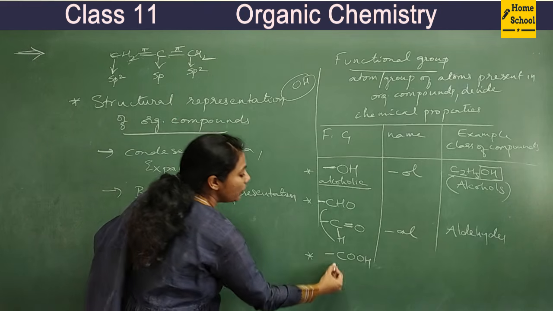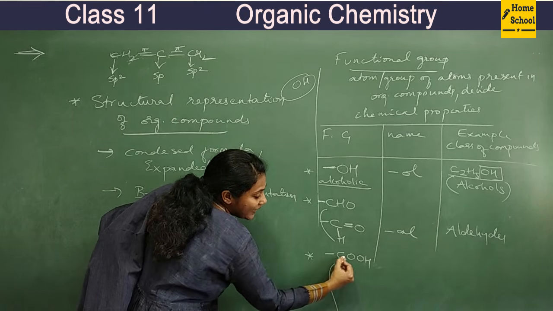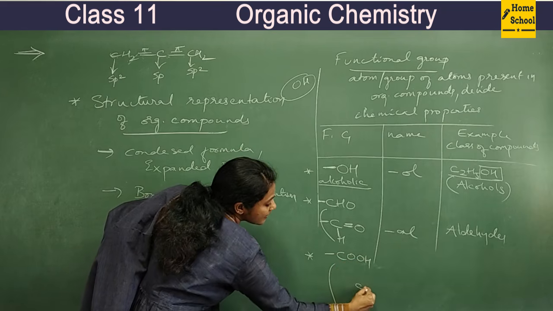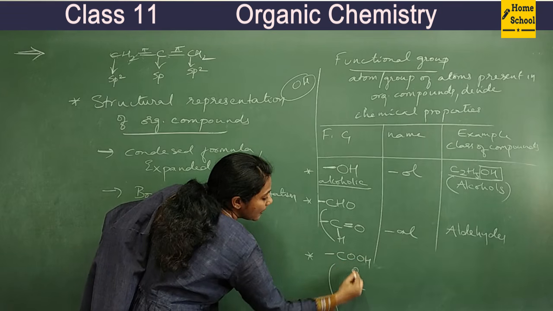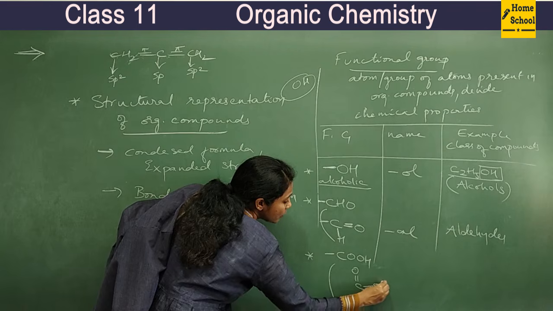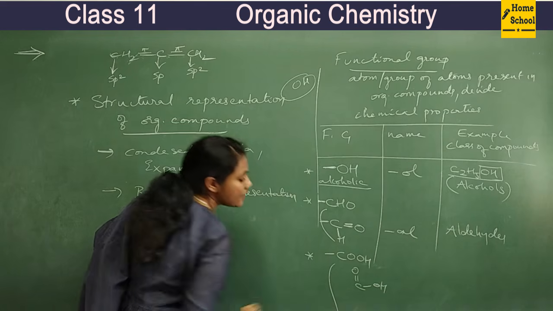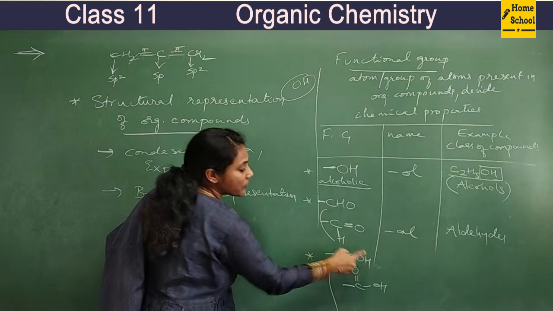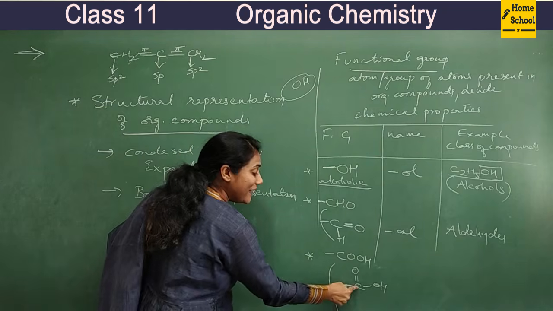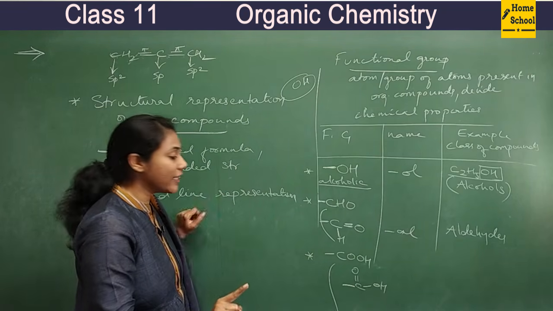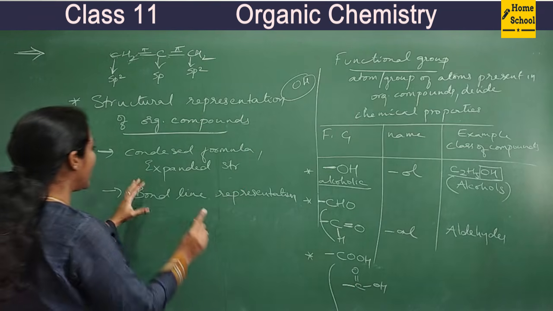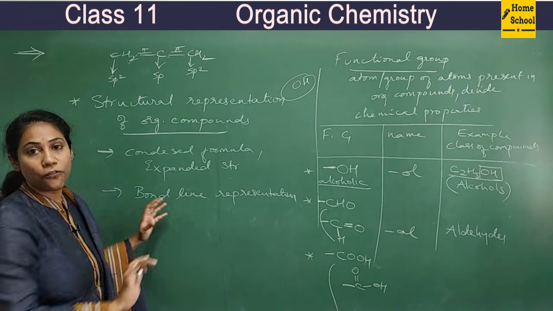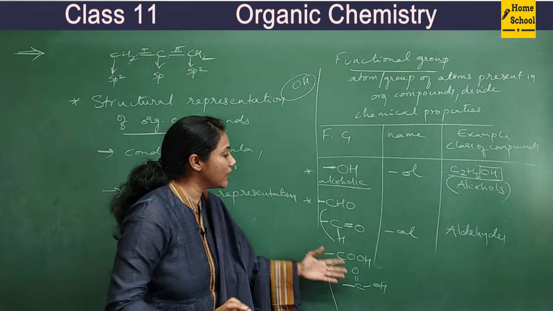If I have to write this group in an expanded form, I'll write it like this: C, one oxygen with a double bond, and another one is OH. Another oxygen is present as OH. So this is the expanded form of this group. You must know the expanded form of the group also. This is important when writing the bond line representation or the condensed formula. So this idea is important.